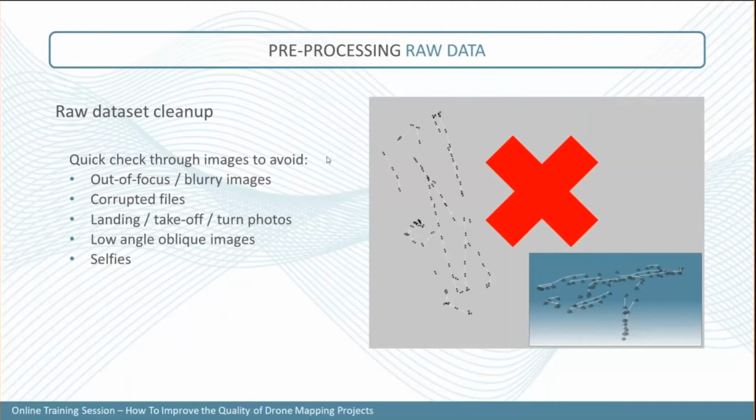Also remove landing, takeoff and turn photos. Sometimes landing and takeoff are quite obvious, but turning photos are sometimes left in the project, and they can create larger residuals on the side of your project. I'll show you an example later on in this presentation, but what you want to do is basically remove the images when the drone is taking off or landing, because sometimes the drone is taking pictures as soon as the mission is starting, even if it's not at the first waypoint yet.